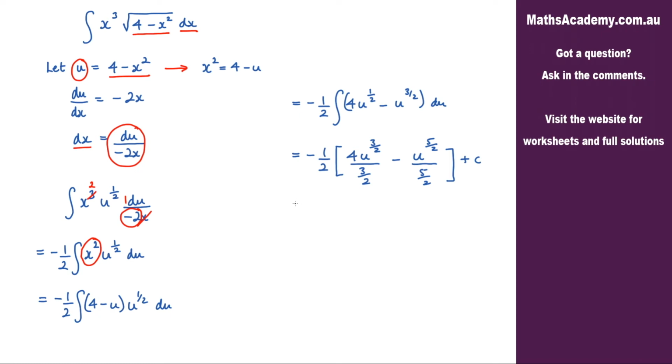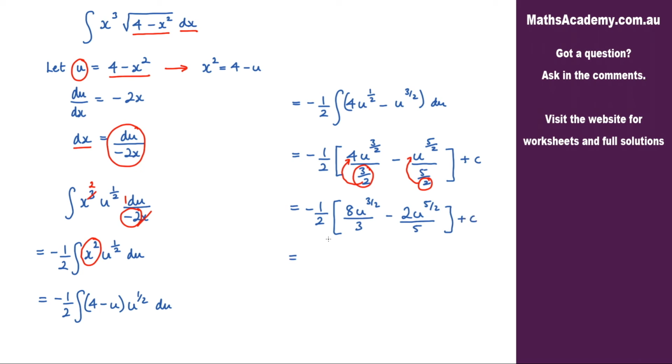We can now go ahead and tidy things up a bit here. So I'll write this out longhand just so you can see what's going on. We've got this negative a half, and then the 3 over 2, we're dividing by 3 over 2, which is the same as multiplying by 2/3. So this 2 is going to be multiplied by the 4. So we're going to get 8u to the 3 over 2 over 3 minus, and the same thing here, this 2 is going to be multiplied up here, so we're going to get 2u to the 5 over 2, and that is over 5, and then just add on the constant of integration.